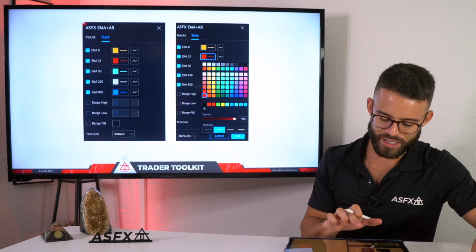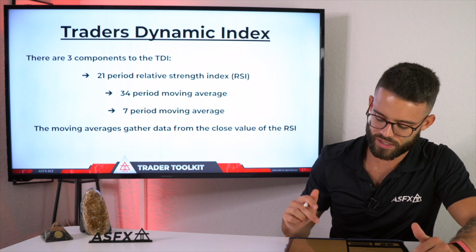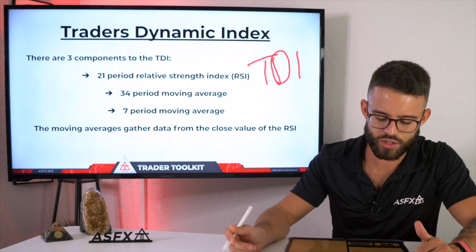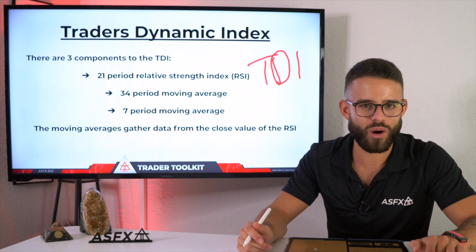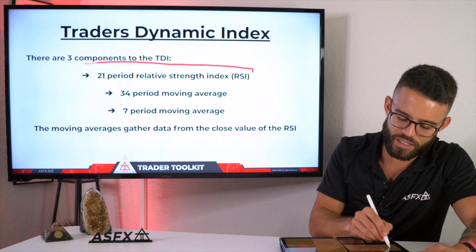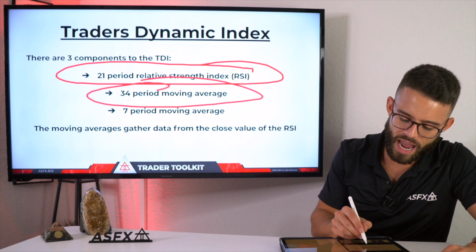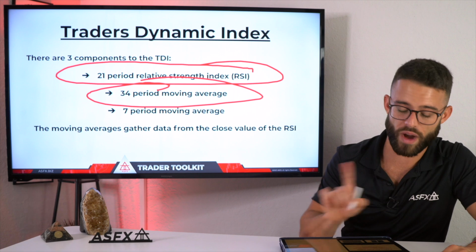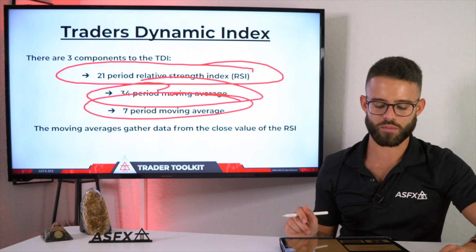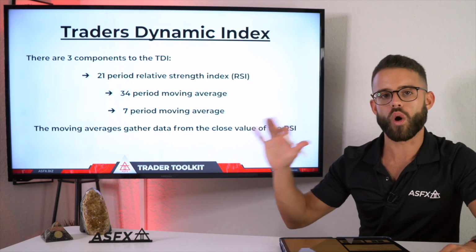Now we'll get into my favorite indicator, the Trader's Dynamic Index. This is the TDI. You know what they say about the TDI? TDI don't lie. There's 3 components of the TDI. You have a 21-period RSI, so that means it's gathering data from the last 21 periods. You have a 34-period moving average, not an exponential moving average, just a regular moving average, and then a 7-period moving average. Those are the 3 lines that you're going to see in the next photo on the TDI.